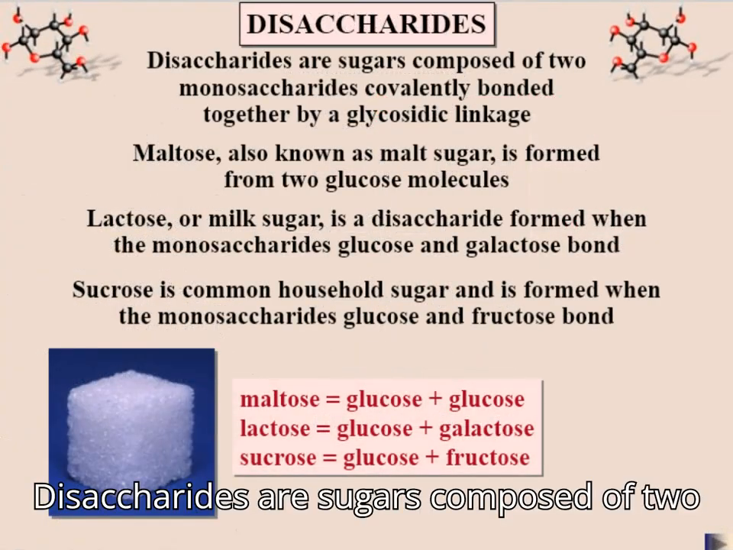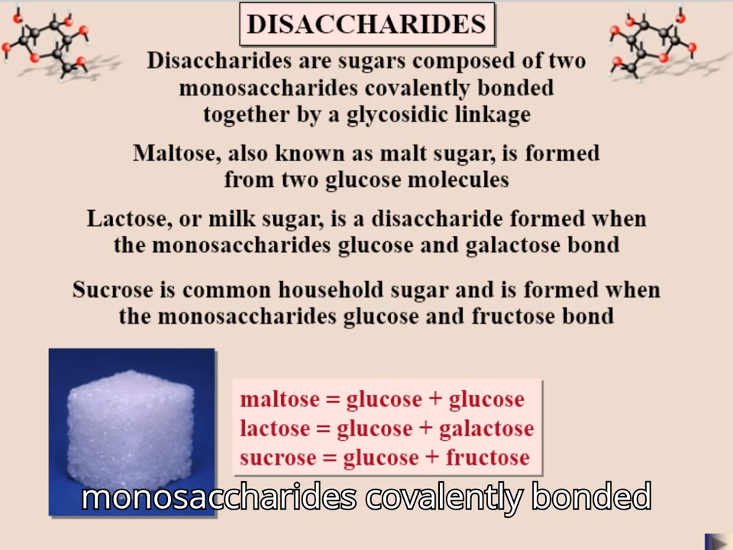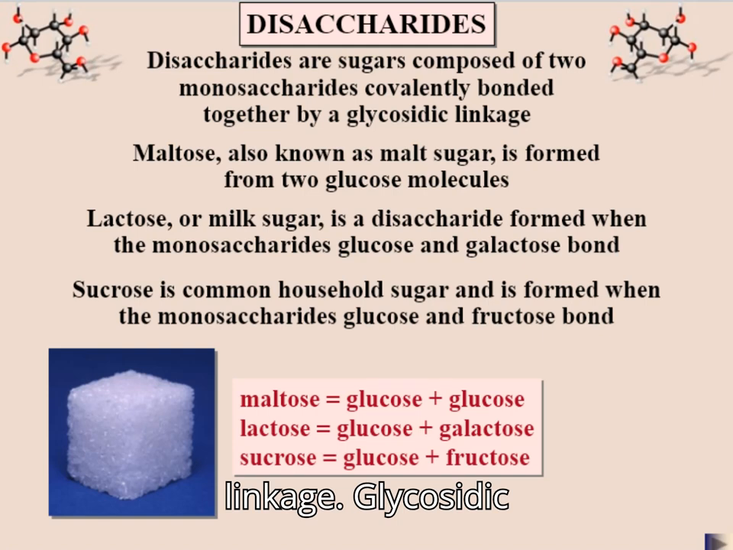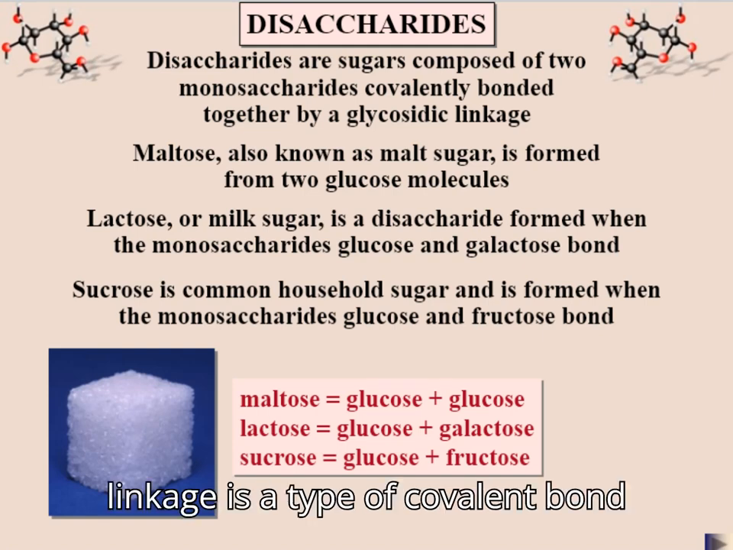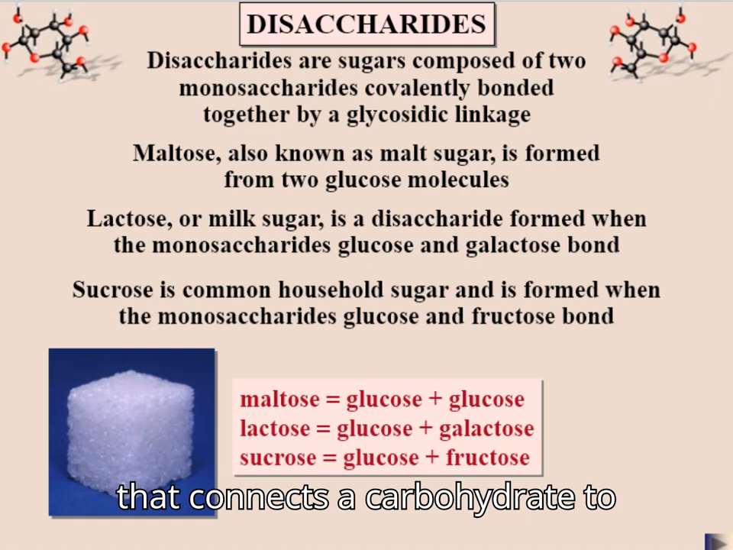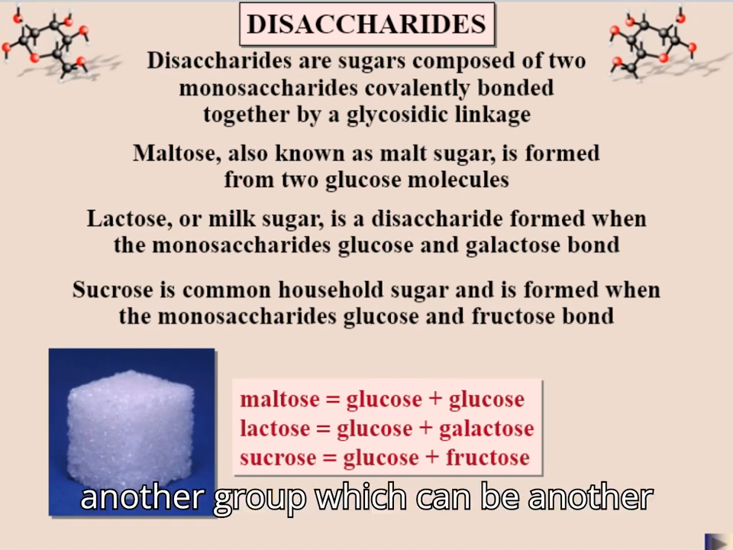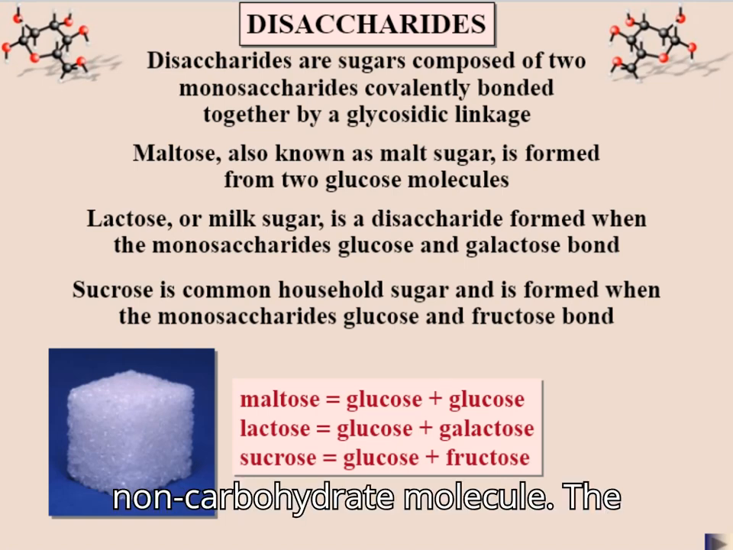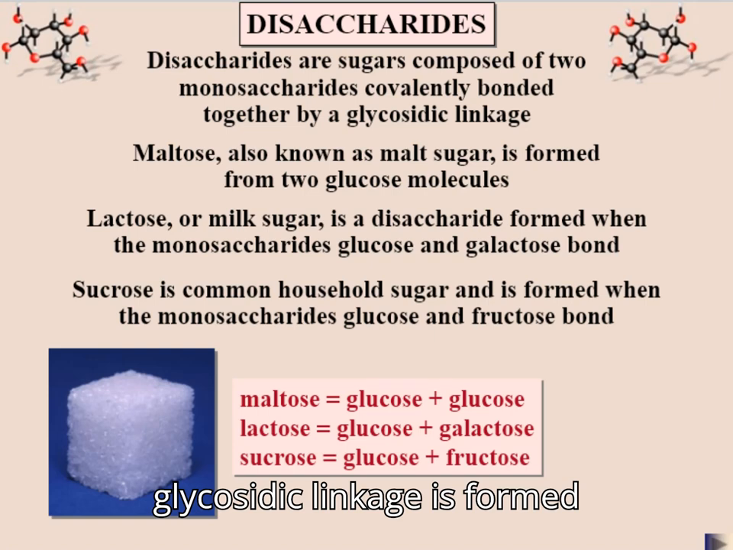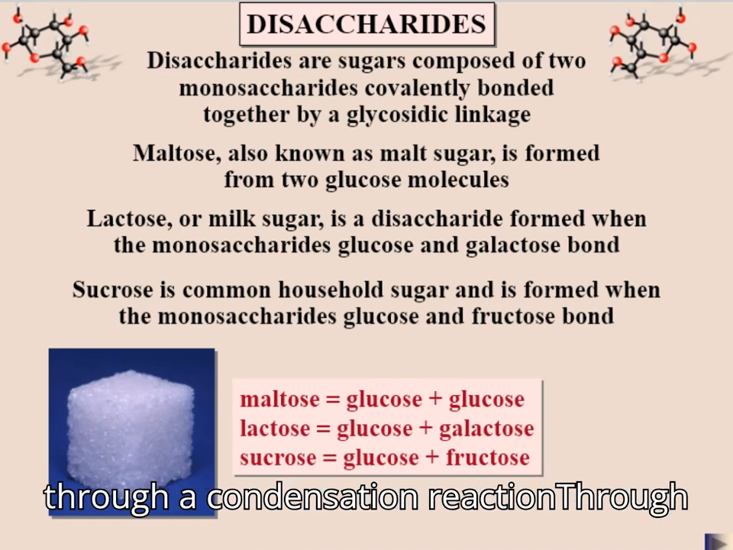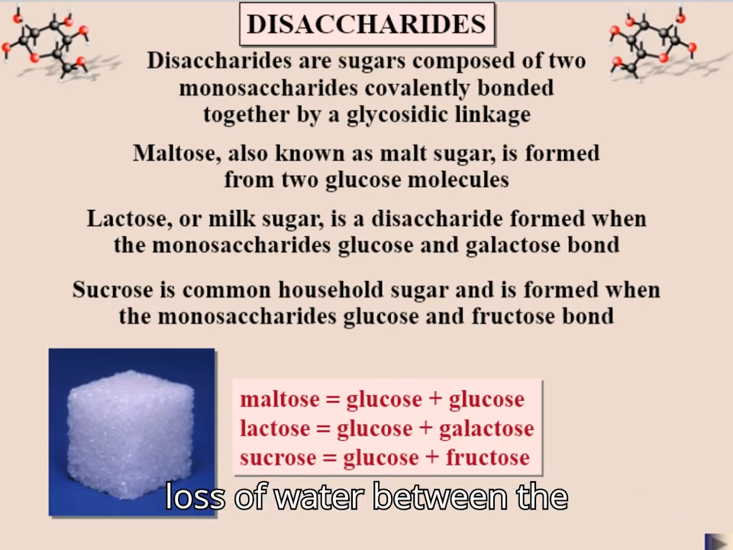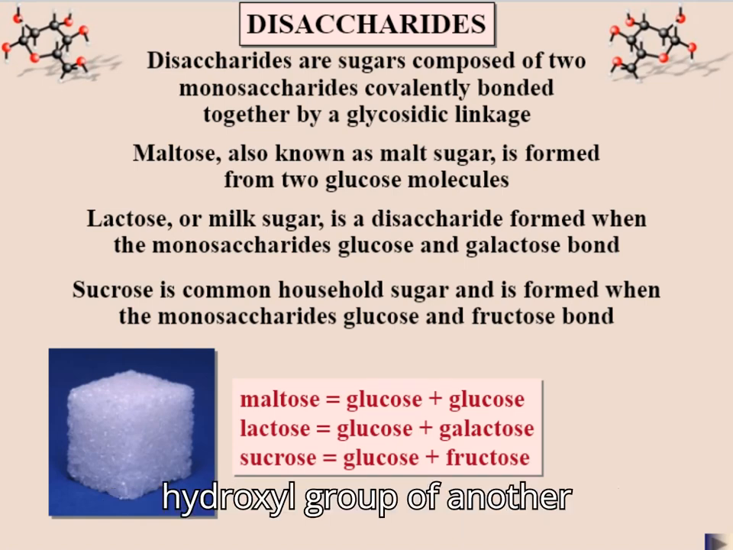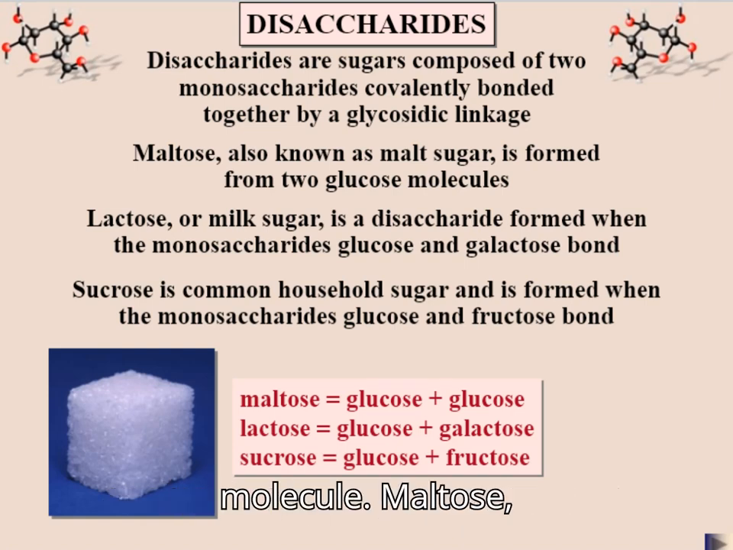Disaccharides are sugars composed of two monosaccharides covalently bonded together by a glycosidic linkage. Glycosidic linkage is a type of covalent bond that connects a carbohydrate to another group, which can be another carbohydrate or a non-carbohydrate molecule. The glycosidic linkage is formed through a condensation reaction, through loss of water, between the anomeric carbon of one sugar and a hydroxyl group of another molecule.